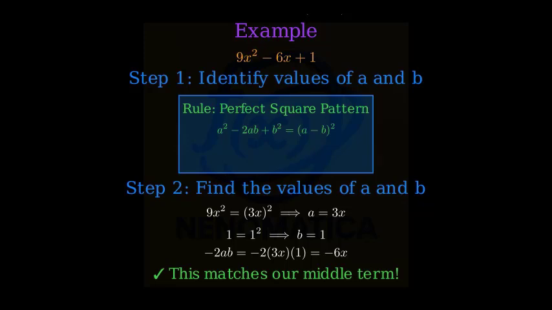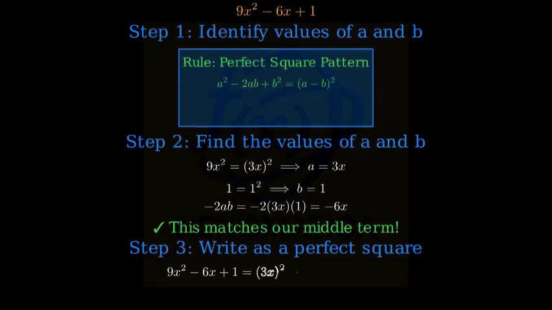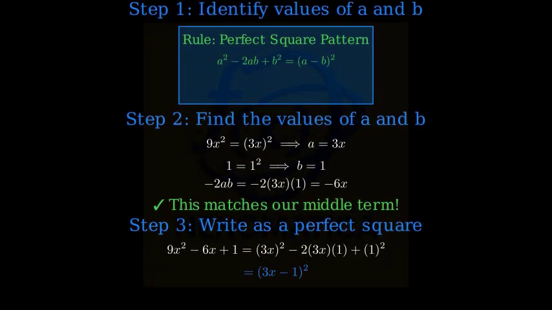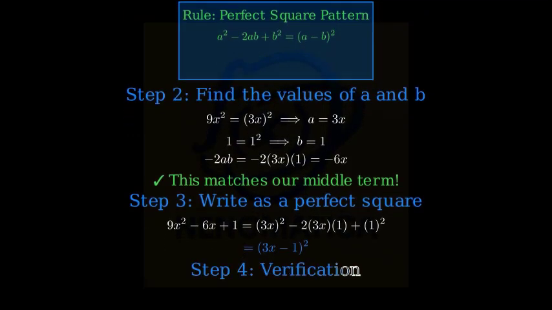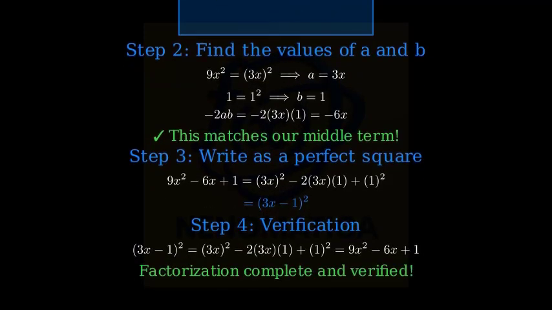Now that we've identified this as a perfect square trinomial, let's write it in its factored form. If a equals 3x and b equals 1, then using our pattern a squared minus 2ab plus b squared equals a minus b squared, we can rewrite our expression as 3x minus 1 all squared. Let's verify our answer by expanding 3x minus 1 squared to make sure it equals our original expression. 3x minus 1 squared equals 3x squared minus 2 times 3x times 1 plus 1 squared, which gives us 9x squared minus 6x plus 1. This confirms our factorization is correct.